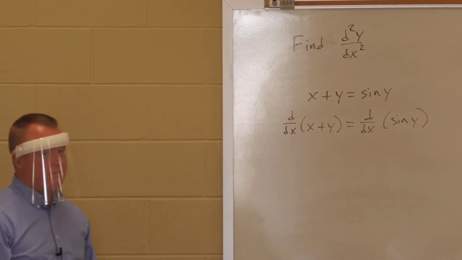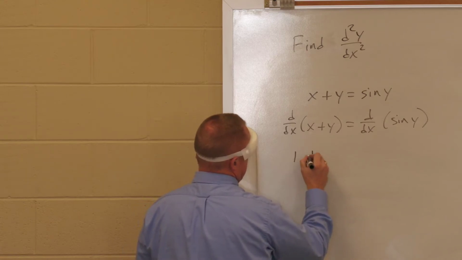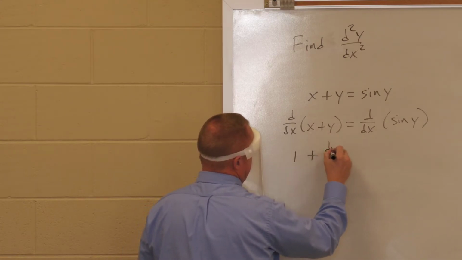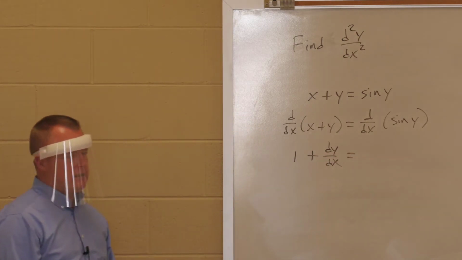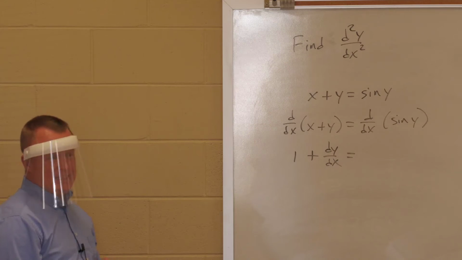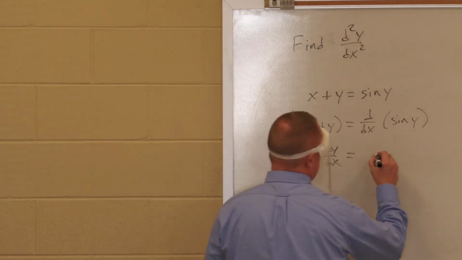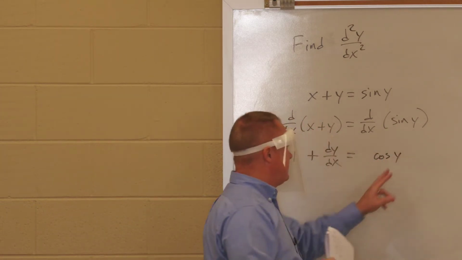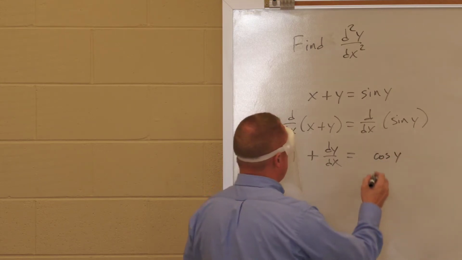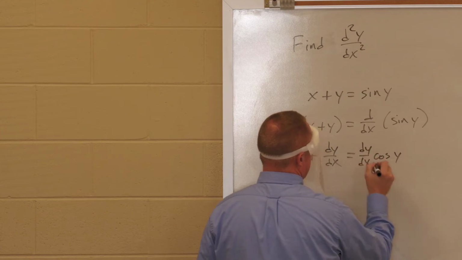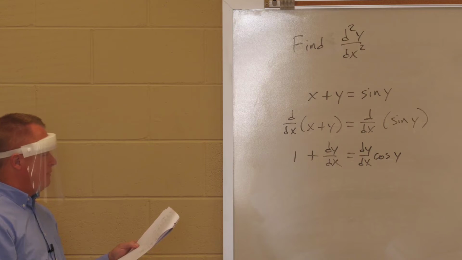On the left side, the derivative of x with respect to x is 1. The derivative of y with respect to x is dy/dx. On the right side, the derivative of sine is positive cosine, so cosine y. Then on the inside of that function, I've got y, so I have to multiply by the derivative of y with respect to x, which will be dy/dx. Questions about that?